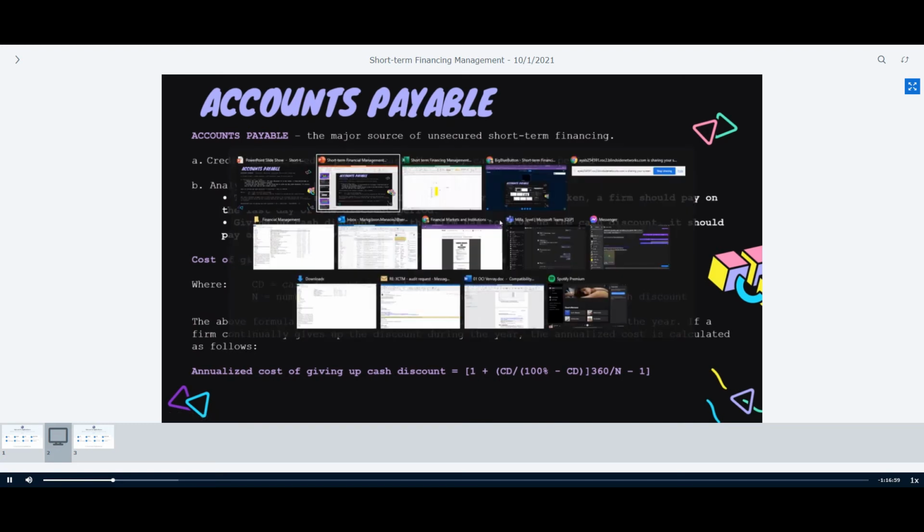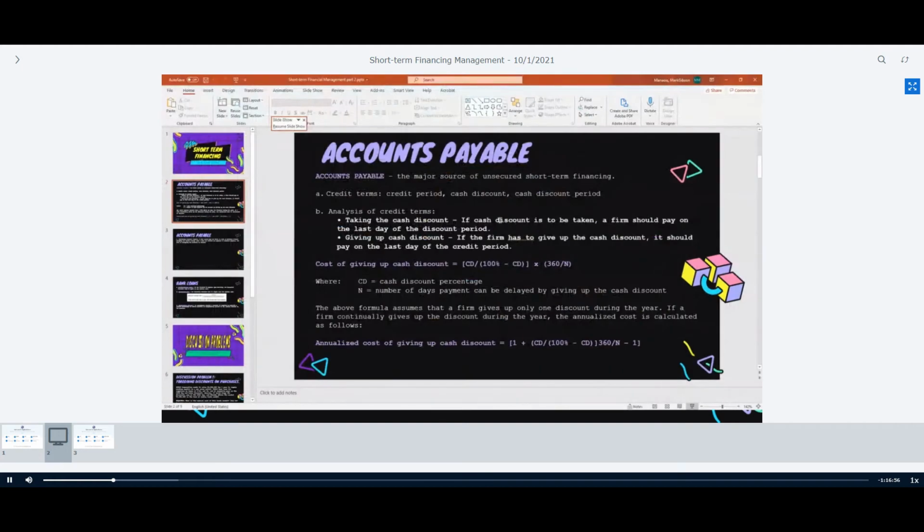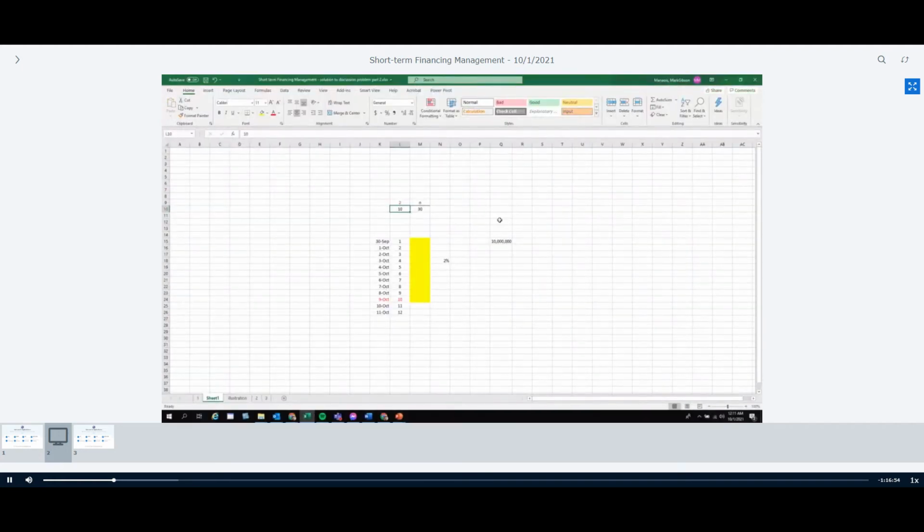Of course, we're dealing with cash flow at the same time managing our short-term financing. So if we're giving up this 2% discount, then by all means, we need to pay towards the end of the credit period, on the 30th day. Because, gaya nga sabi ko, if we pay on the 11th day or 12th day, parehas na yan. We're actually giving up the 2% discount already.